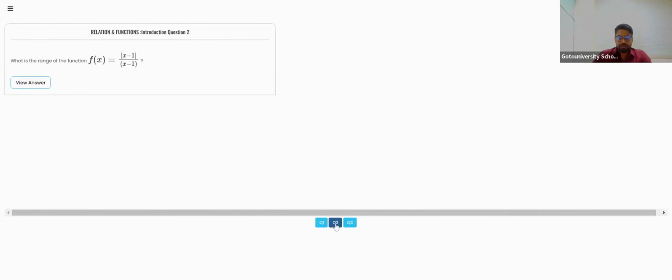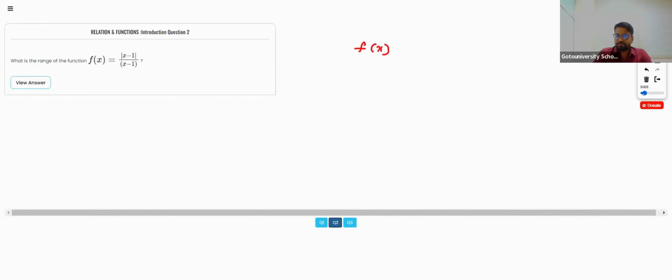Let's go to the next question. Question number 2. There is a special function given here. If you can understand this, we have to find the range of this function. They have not told on what set they are defining this function, but let's see what the approach is for this question.